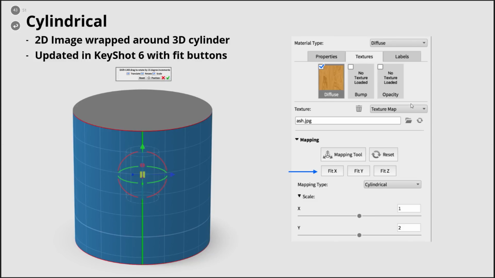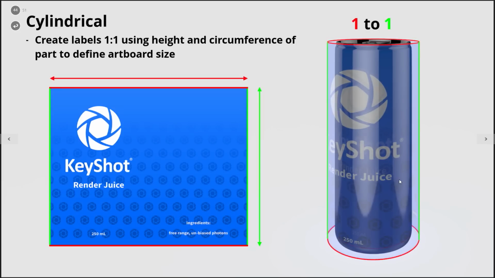This is one we definitely will spend a little bit of time with, cylindrical mapping. What we do is we take a 2D image and we wrap it around our cylinder. We've updated this in KeyShot 6, so I would really want to call out that we've added these fit buttons. Those are pretty critical, so we'll talk about that in our hands-on portion. But when we're prepping our cylindrical labels, we can make those labels one-to-one based off the geometry.